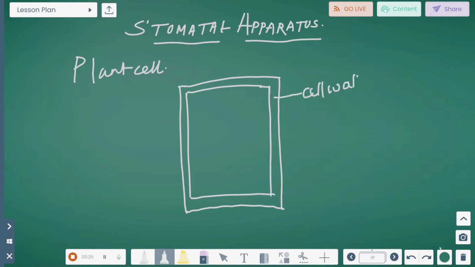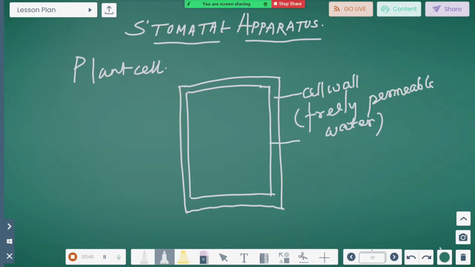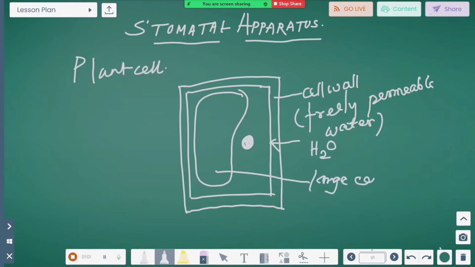Generally, this cell wall has a feature that it is freely permeable to water. What does this mean? Means water can easily pass through it. It will allow the water molecules to easily get inside the plant cell. In between you have a large central vacuole and a centrally located nucleus.